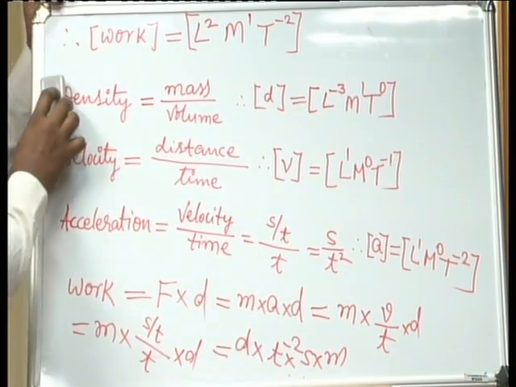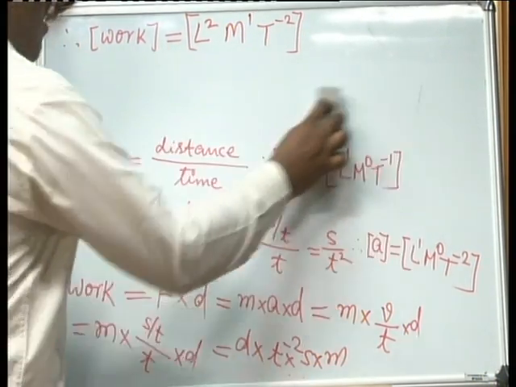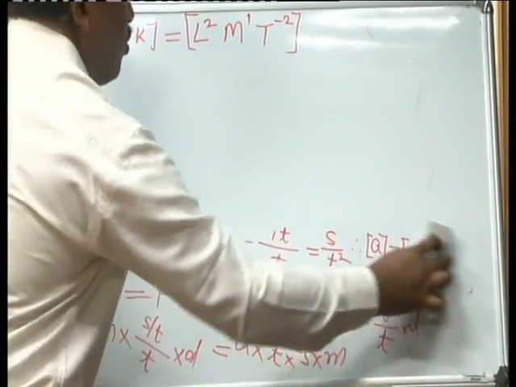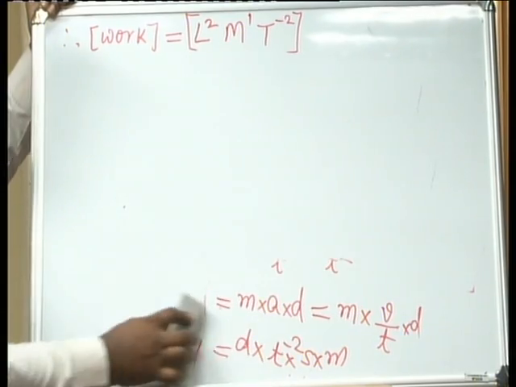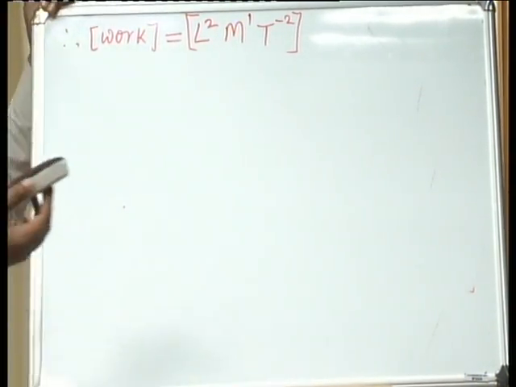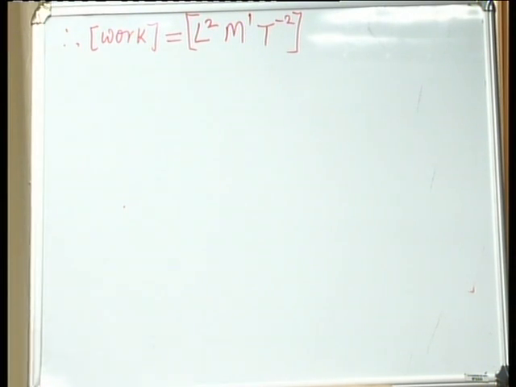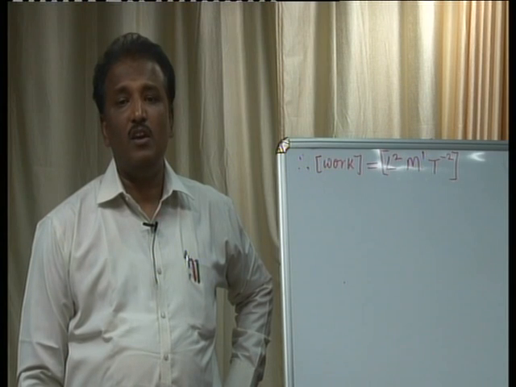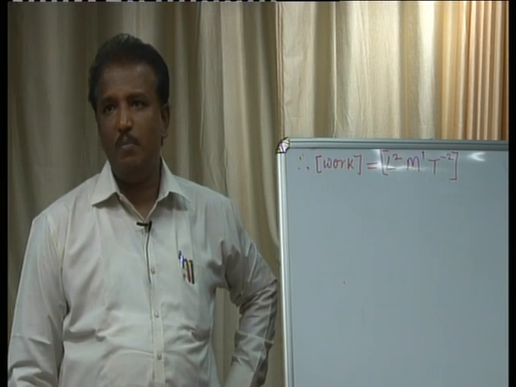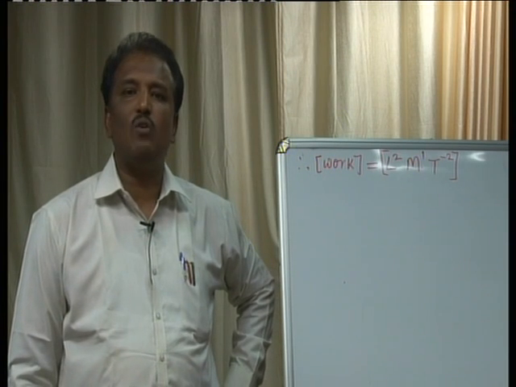Now, you can say the dimensional equation of work is 2 in length, 1 in mass and minus 2 in time. So, by following this convention, you can write down plenty of dimensional equations. The convention is similar; the only point to be noted is while writing the dimensional equation of a given physical quantity.